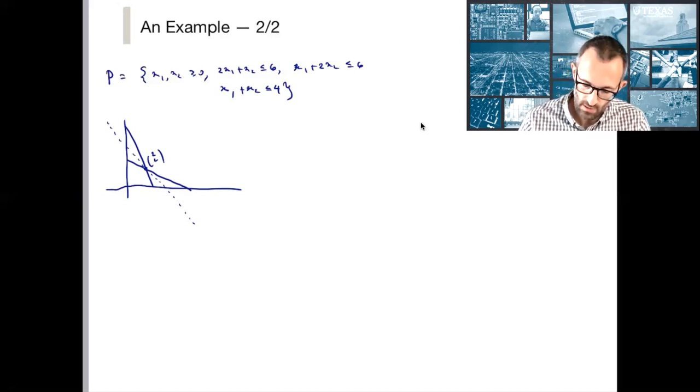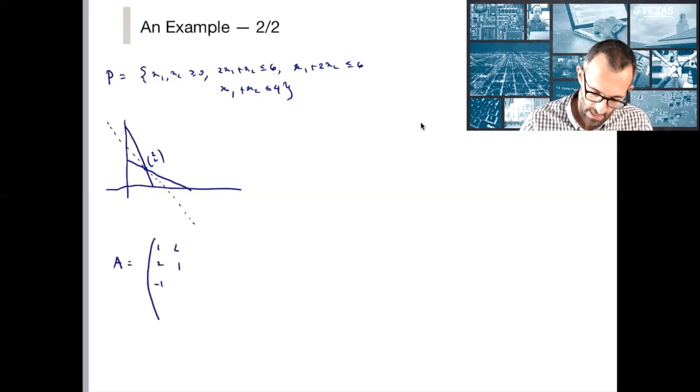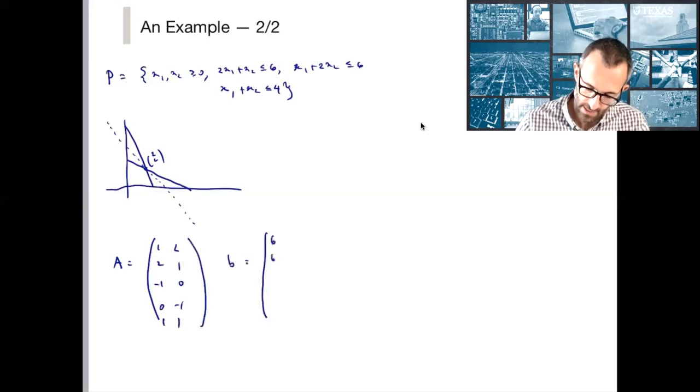Let me add that constraint and write down the dual. So in other words, now A is equal to (1, 2), (2, 1), (-1, 0), (0, -1), and (1, 1). And b is equal to (6, 6, 0, 0, 4).